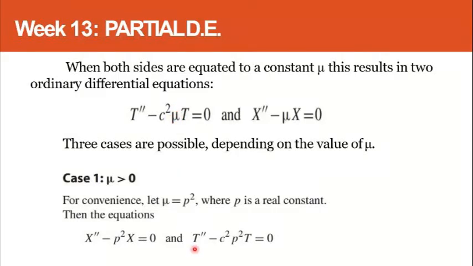Therefore, we have the formula as the second derivative of T minus c squared times p squared, which is our u, equivalent to u times T, is equal to 0. And same lang din for this formula, we have the second derivative of x minus u times x equal to 0. We need to substitute the value of u to p squared. Therefore, we have the formula as the second derivative of x minus p squared times x equals 0.